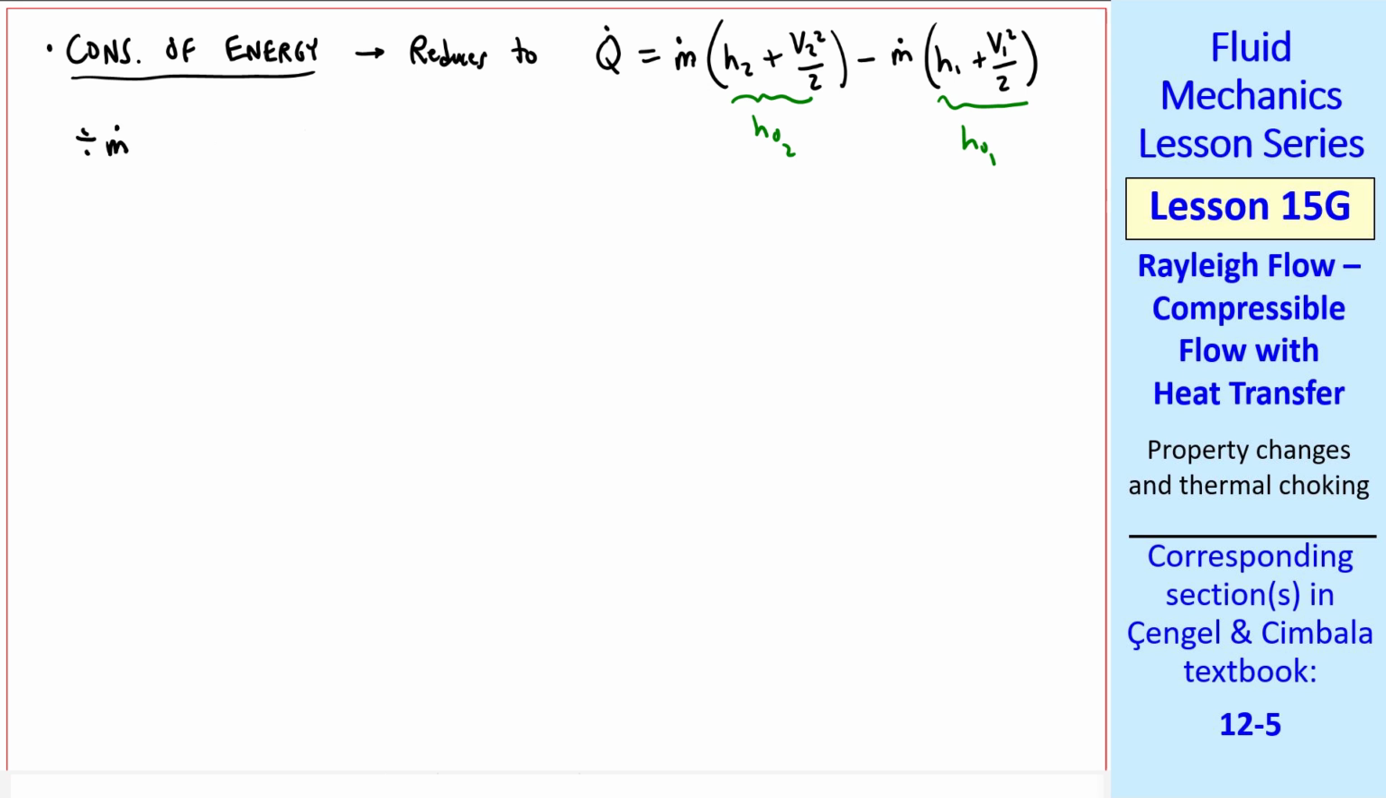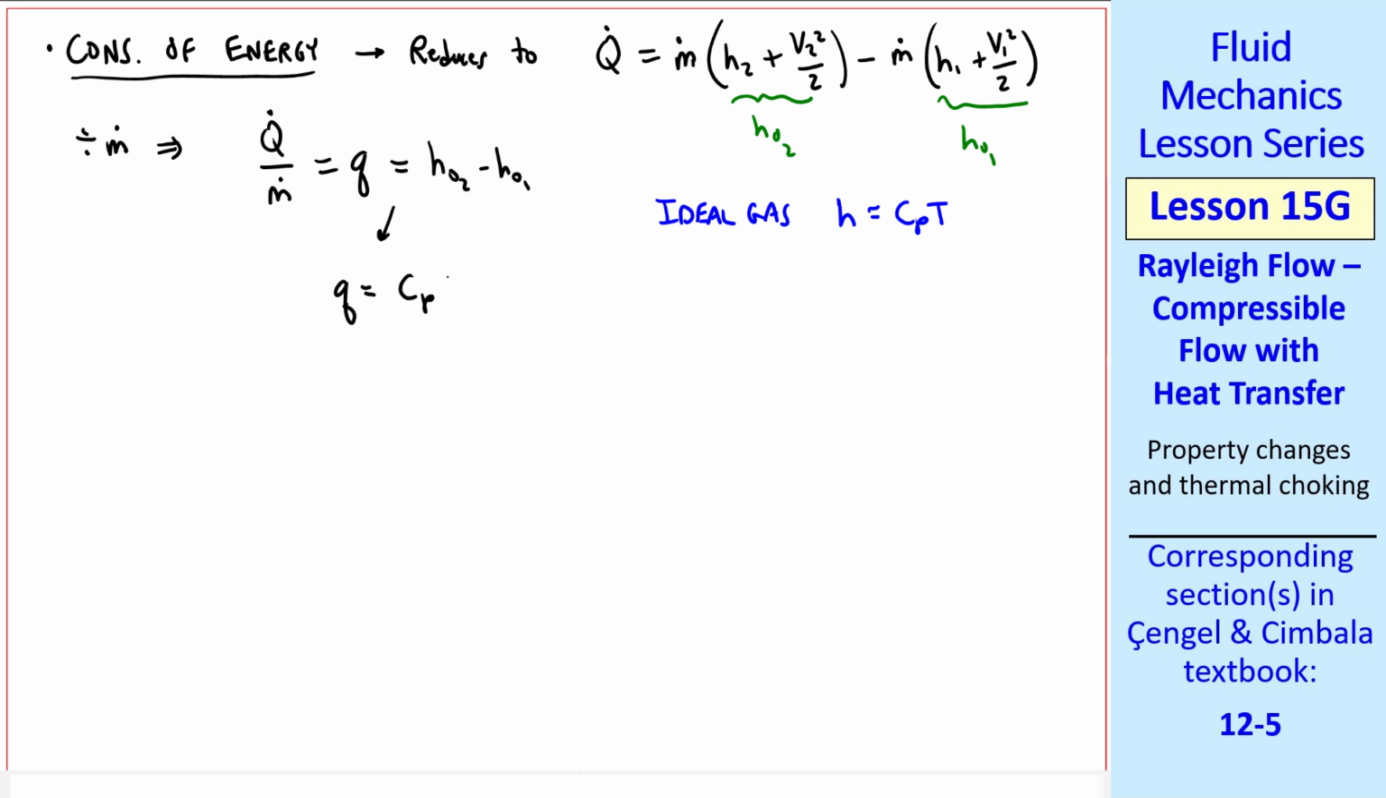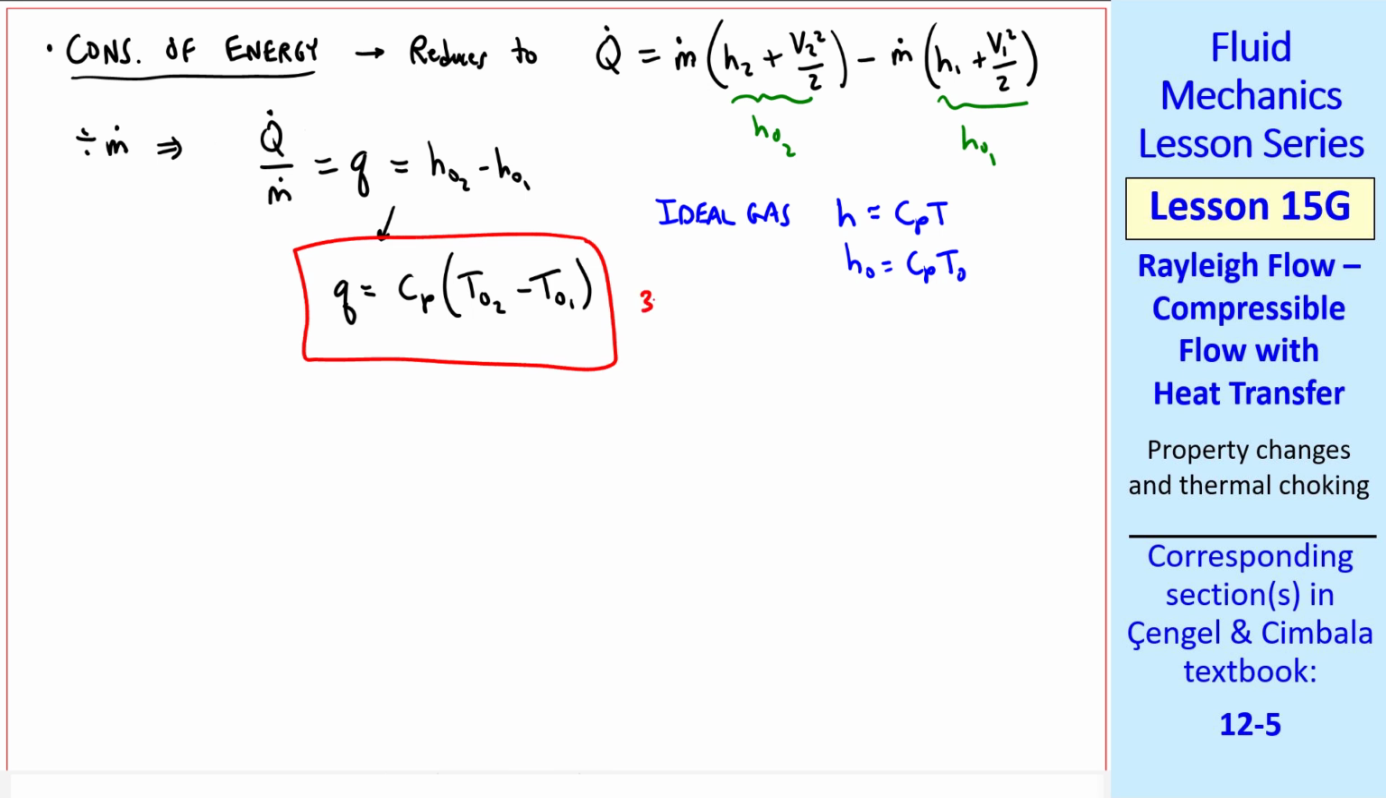Let's divide all the terms by m dot, giving us Q dot over m dot, which we'll call small q. And from our equation, we have H naught 2 minus H naught 1. But for an ideal gas, we approximate H as CpT. So we write this as q equals Cp times (T naught 2 minus T naught 1), since H naught is also Cp T naught. This is our energy equation in Rayleigh flow, which we'll call equation 3.